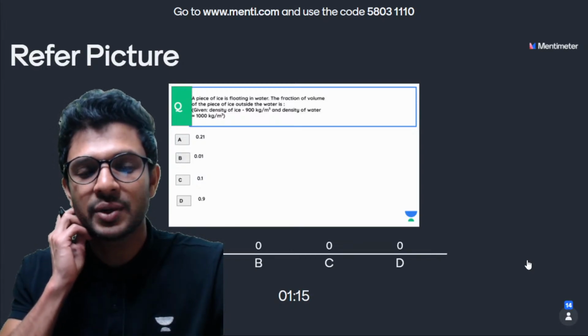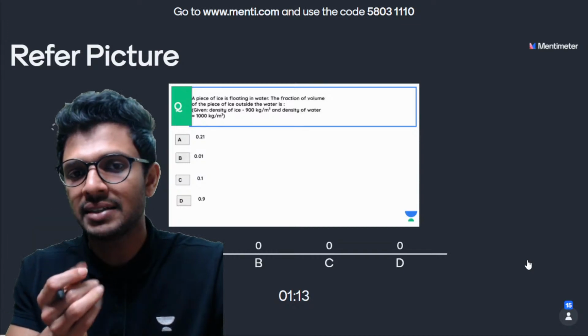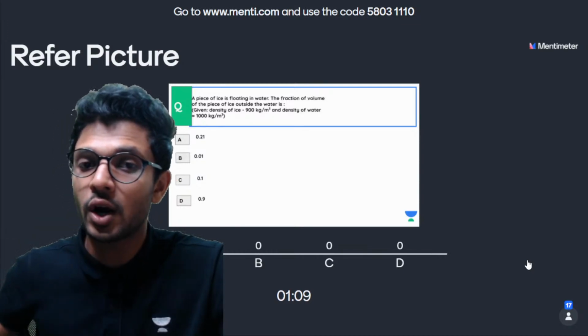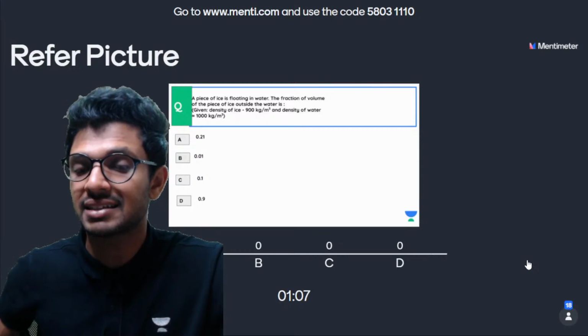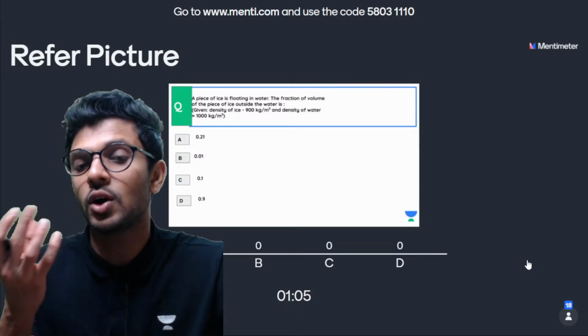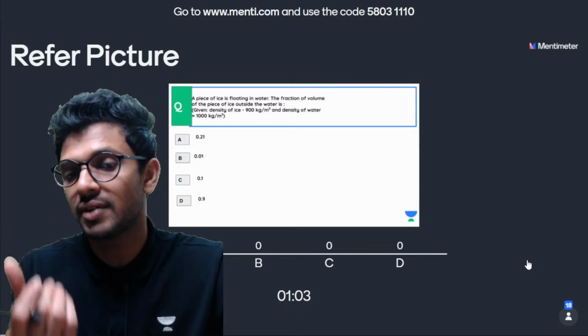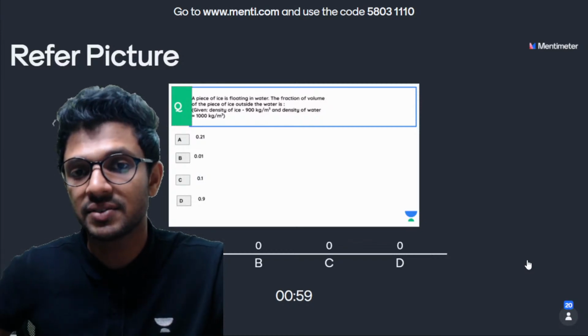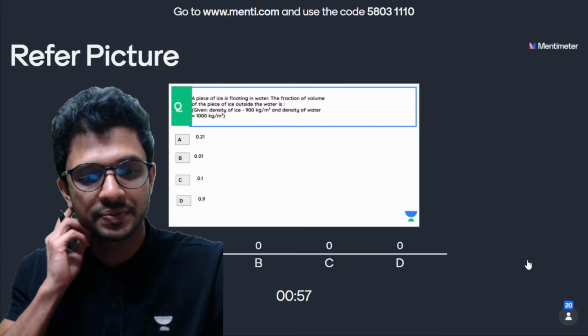Okay, I'll just read the question, right? A piece of ice is floating in water. The fraction of the volume of the piece of ice, it is a fraction, matlab, the volume of the ice outside divided by its total volume. That is what you want to find. Density of the ice is given, density of water is also given.